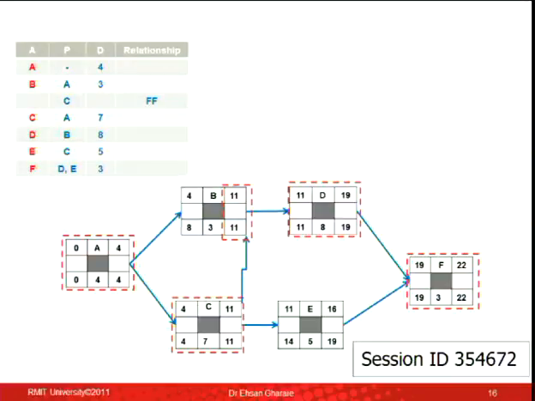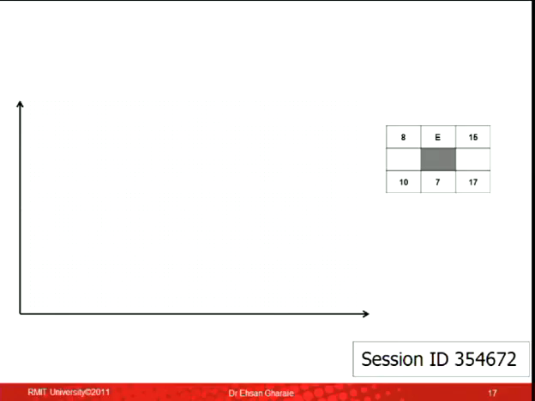So this time the critical path would look like this. So A is critical, C is critical, the finish of B is critical, D is critical, and F is critical. Any question on the critical path? No? Okay. Now I want to introduce another topic on the same time.